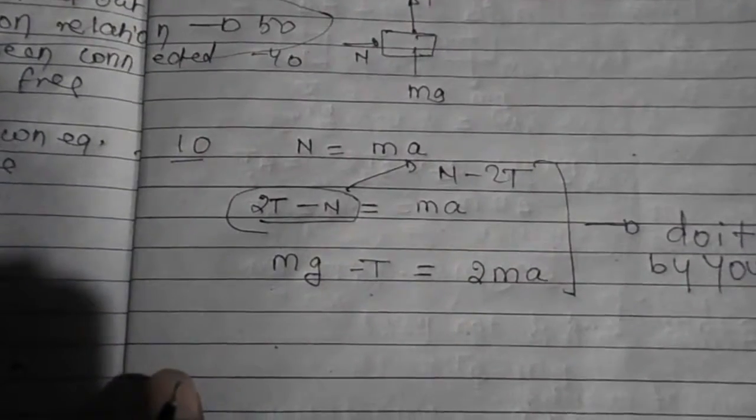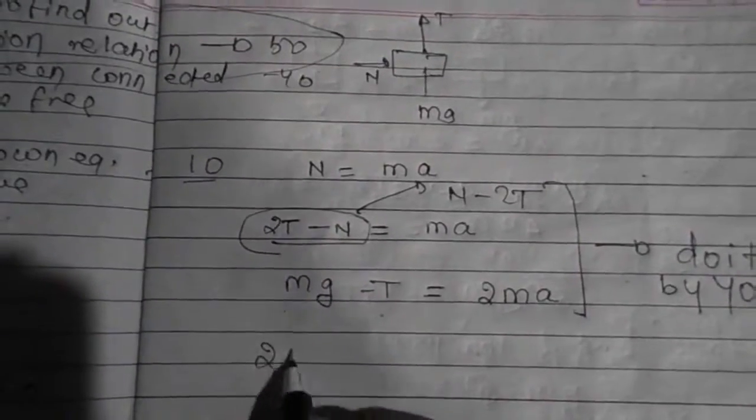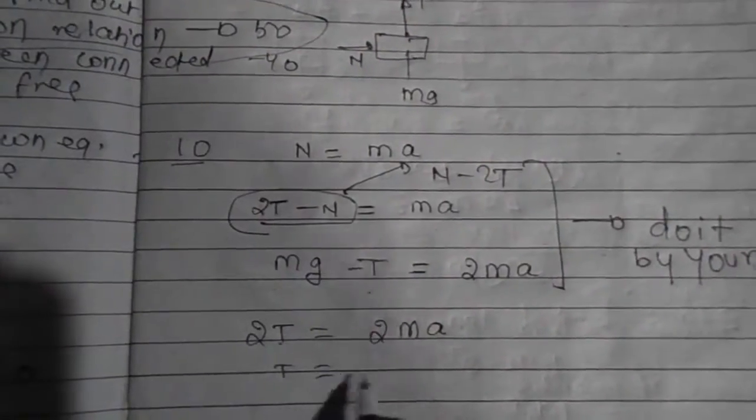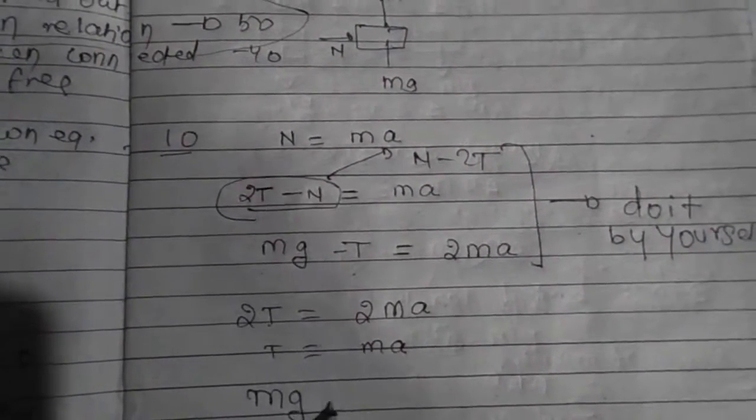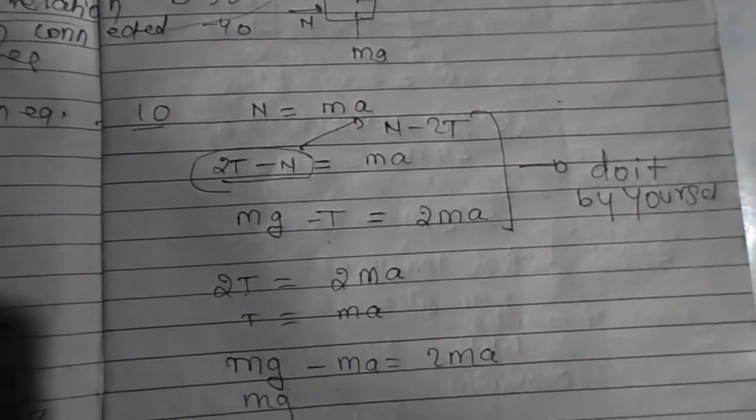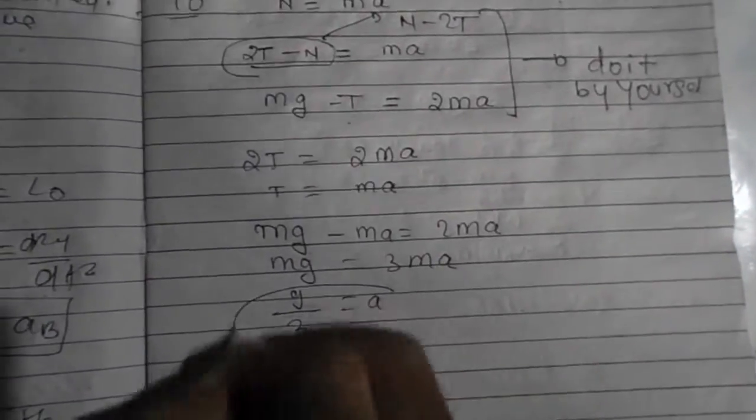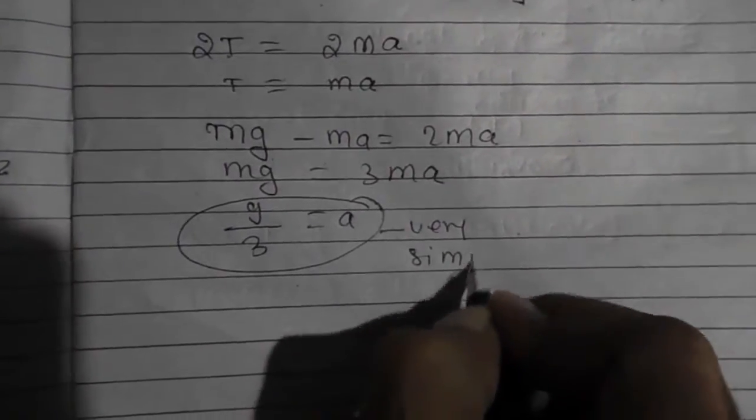So guys, what happened, I should add these two. If I add, what do I get? 2T is equal to 2MA. So T is equal to MA. What can I write now? mg minus MA is equal to 2MA. So mg is equal to 3MA. So g by 3 is equal to A. It is very simple. You can do it by yourself.